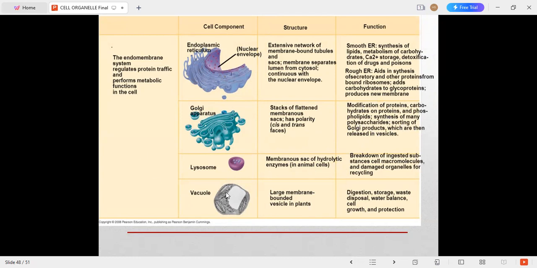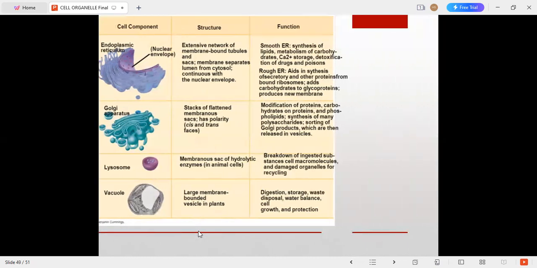The next organelle is the lysosome. It is a membranous sac of hydrolytic enzymes in animal cells. It is responsible for the breakdown of ingested substances, cell macromolecules, and damaged cell organelles for recycling. Vacuole, on the other hand, is a large membrane-bounded vesicle in plant cells. The functions of the vacuole are digestion, storage, waste disposal, water balance, and cell growth in the plant cell.